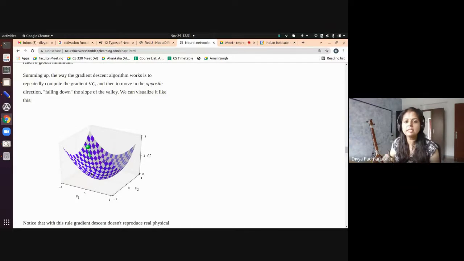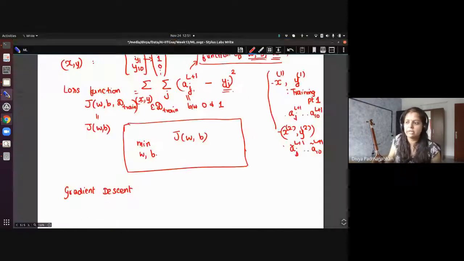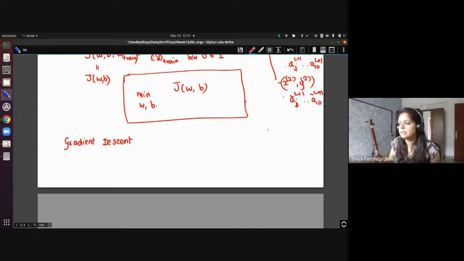The way you do it is you try to make some small steps. Which direction should you go? That is typically a choice made by several algorithms. One choice is to move in the direction of the negative gradient. So the algorithm goes like this: you initially start off with some random W and B's.